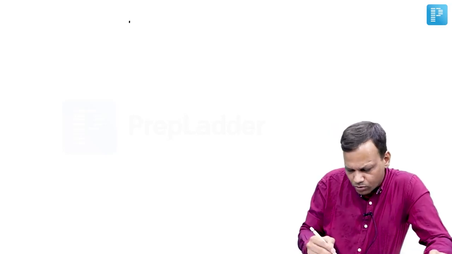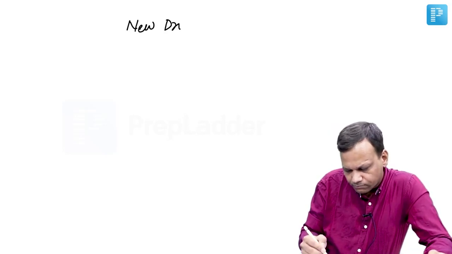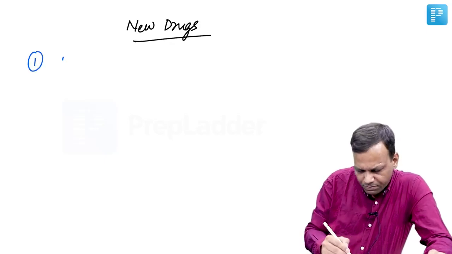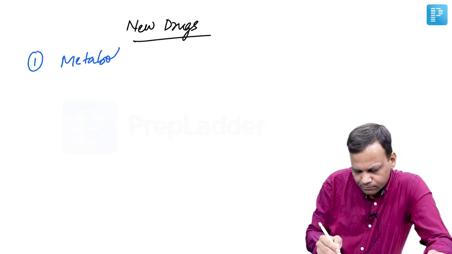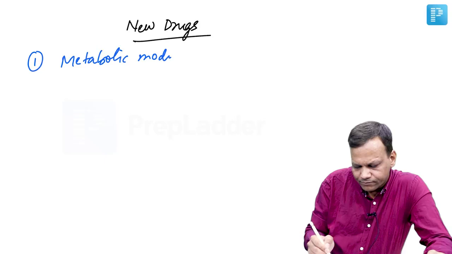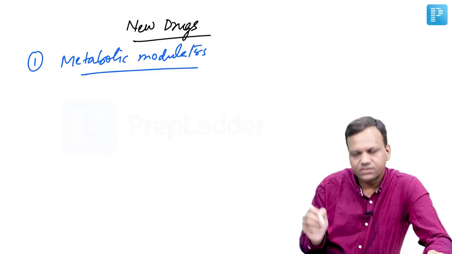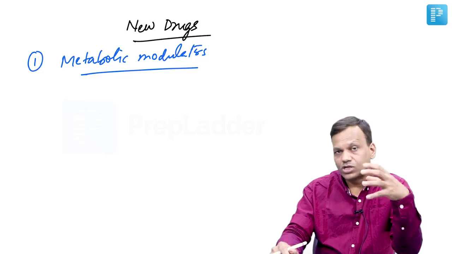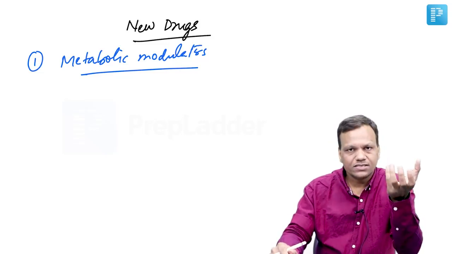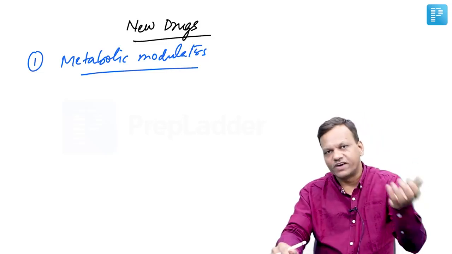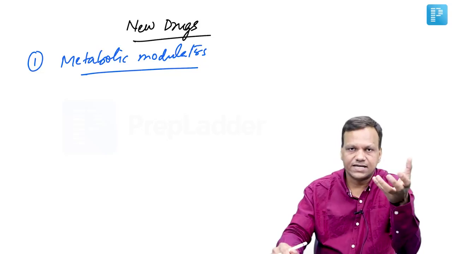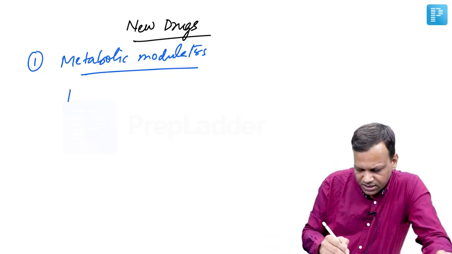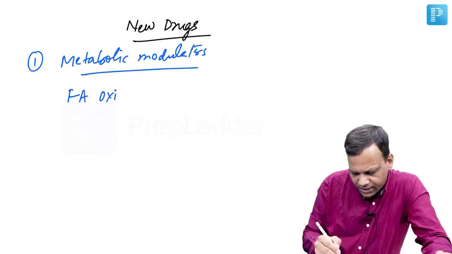Now moving to some new drugs in angina. First of all are metabolic modulators. Normally, the heart utilizes fatty acids for producing energy, but fatty acids are poor fuels, so they require too much oxygen to metabolize. If we shift the metabolism of the heart to glucose instead of fatty acid, then the oxygen utilization becomes better. So that is the new strategy. These are fatty acid oxidation inhibiting drugs.